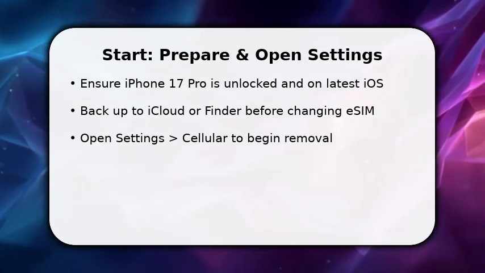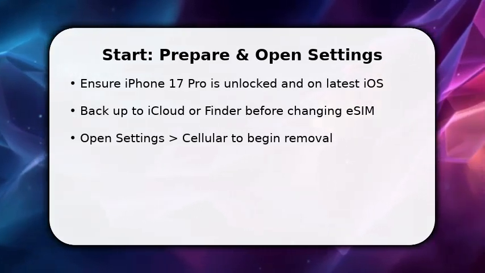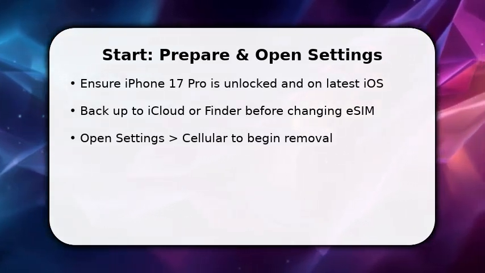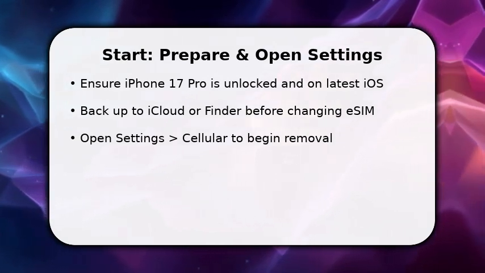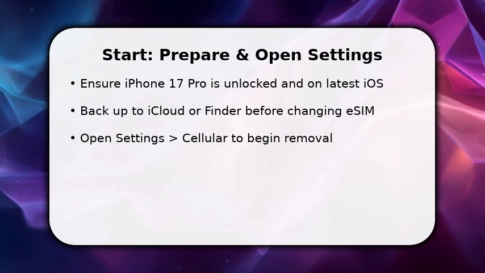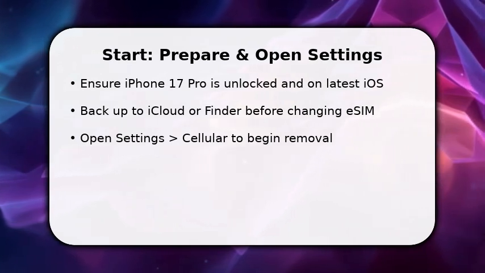You're starting with an unlocked iPhone 17 Pro running the latest iOS. Make a quick iCloud or Finder backup now so you can restore if needed. Once done, open Settings and tap Cellular. You'll see your eSIM lines listed.